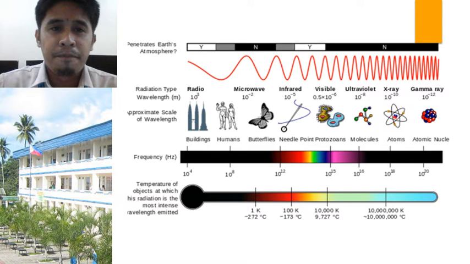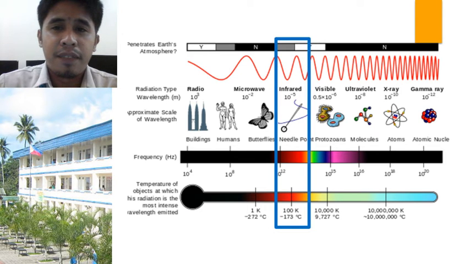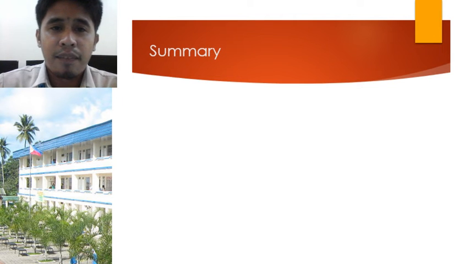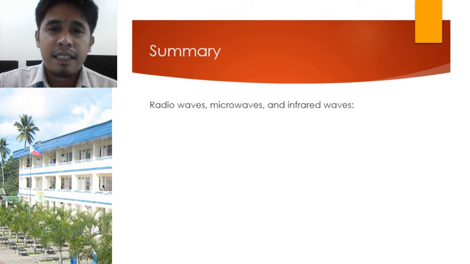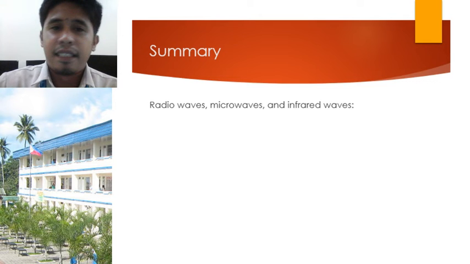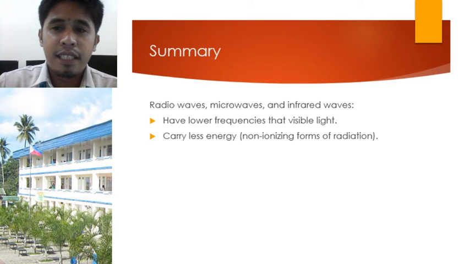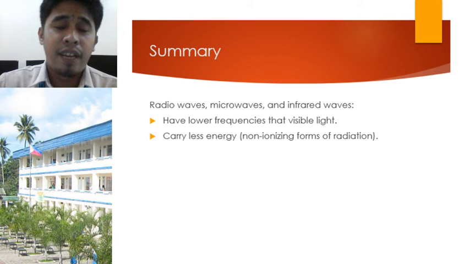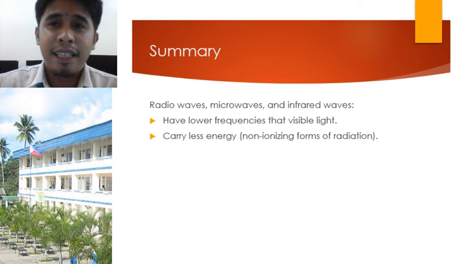In summary, radio waves, microwaves, and infrared waves have longer wavelengths than that of the visible light. They have lower frequencies than the visible light. They carry less energy than the visible light. Hence, they are also called non-ionizing forms of radiation. This means they do not form ions when they hit a particular form of matter.